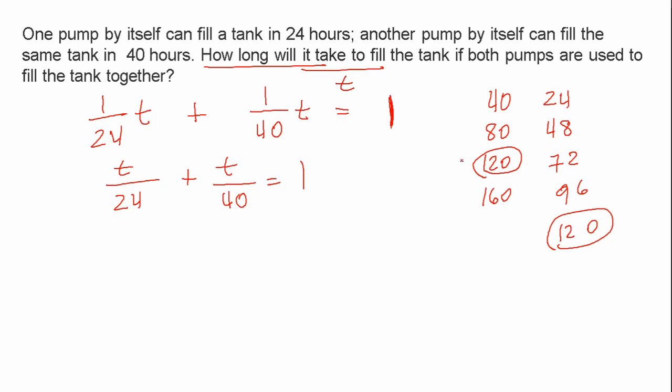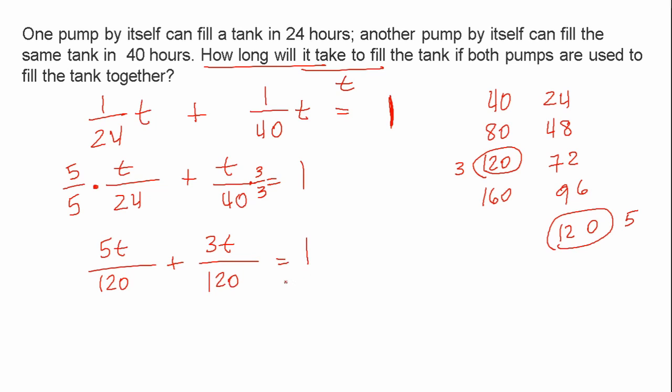This is the third multiple, and this is the fifth multiple. So to put these over the same denominator, I'm going to multiply this one by 5 over 5, and I'm going to multiply this one by 3 over 3. 5 times t is 5t. 5 times 24 is 120. t times 3 is 3t. 40 times 3 is 120.